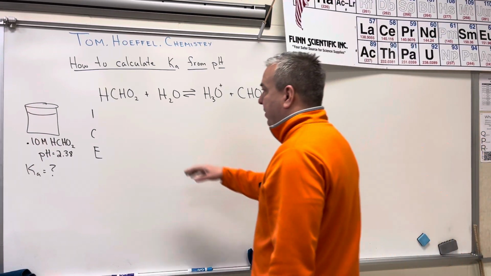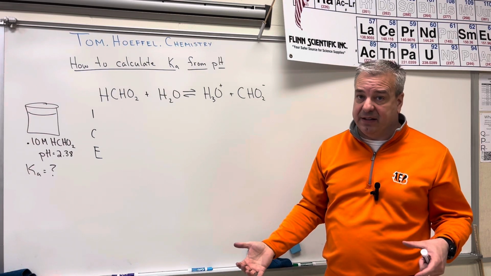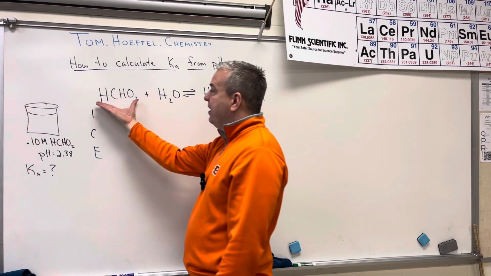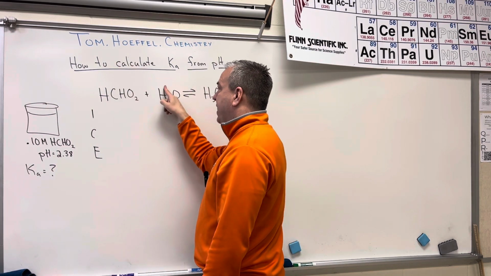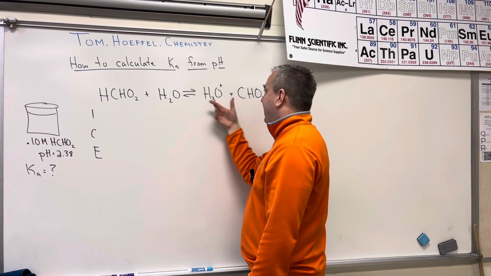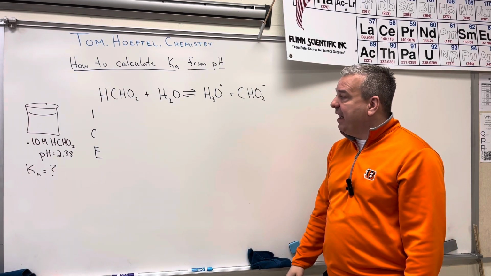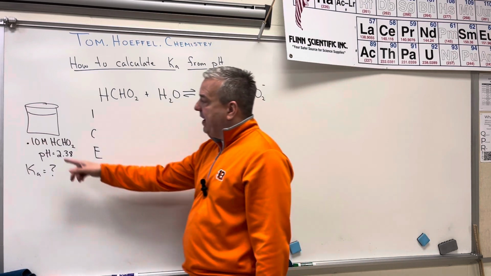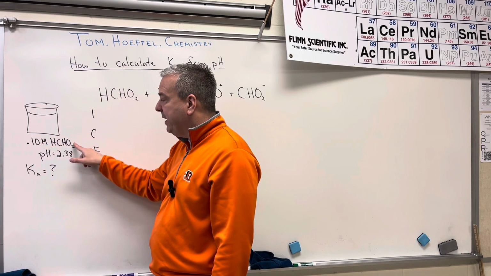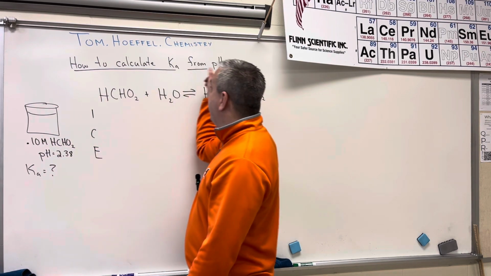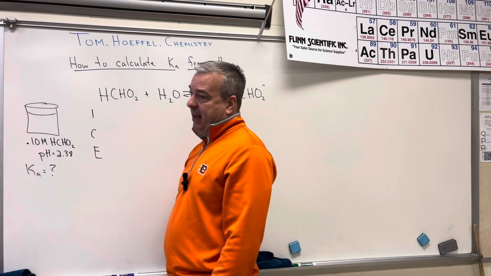In this video, we're going to learn how to calculate a Ka from a pH value of a weak acid. The weak acid that I have up here is formic acid, and it's going to react with water. It's going to donate its proton to form the hydronium ion, and it's going to leave the formate ion in return. Now the question is, if I had a beaker of 0.10 molar formic acid that has a pH of 2.38, can I calculate the Ka value for that?